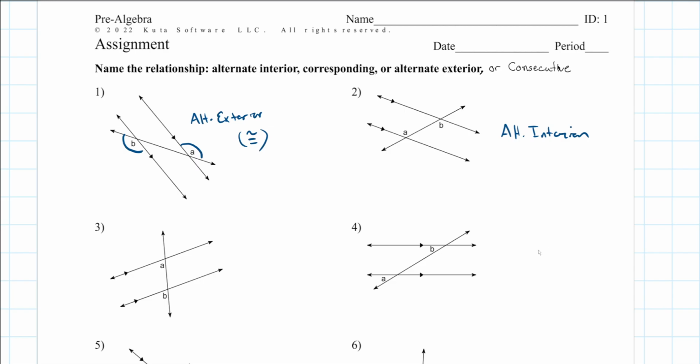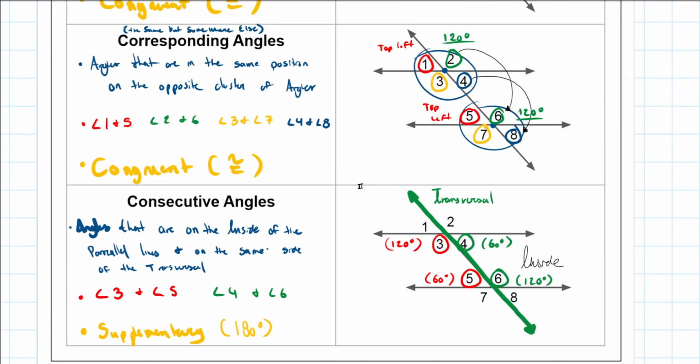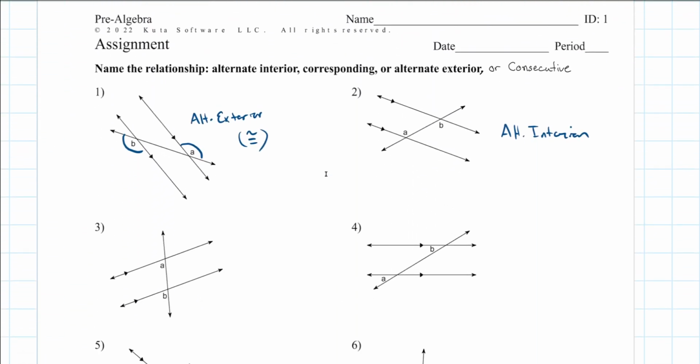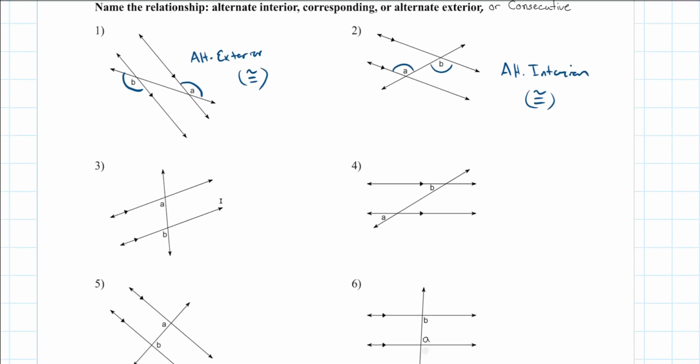Well, I can look back at my definitions. In fact, I can just scroll back up because this is where they are. Alternate interior angles are congruent. Or I could just use the knowledge that if there's only two options, congruent or supplementary, angle A is obtuse, angle B is also obtuse. The only other option is congruent. A and B are congruent. Done.